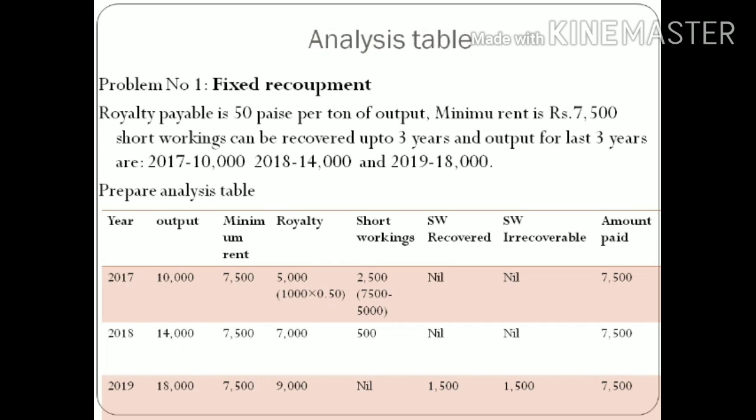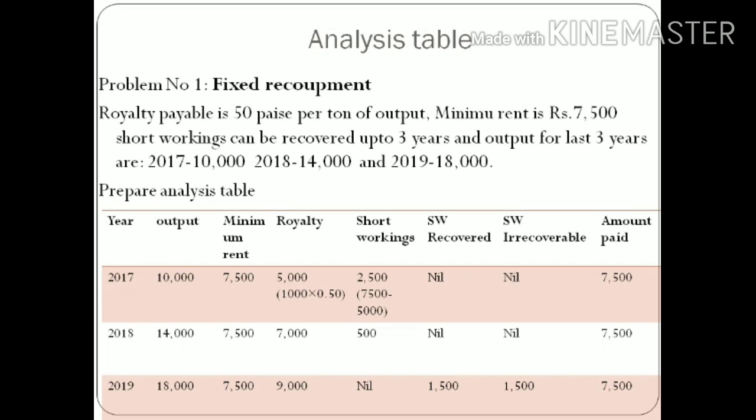Very important thing, I have considered the first year 2017, output is 10,000. You can see here 2017 output is 10,000. Minimum rent payable will be the same for all the years, 7,500, 7,500, 7,500. How can we calculate this royalty? You can see here, 10,000 is the output. How much is the royalty payable? 50 paise per ton. 10,000 tons into 50 paise will get 5,000. Okay, actual royalty is 5,000.